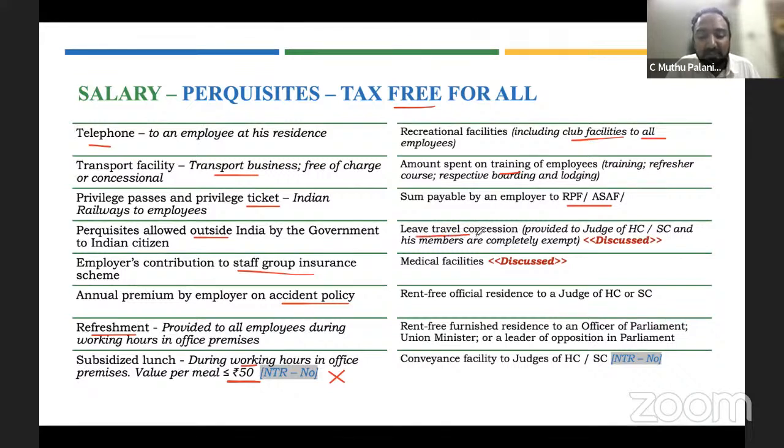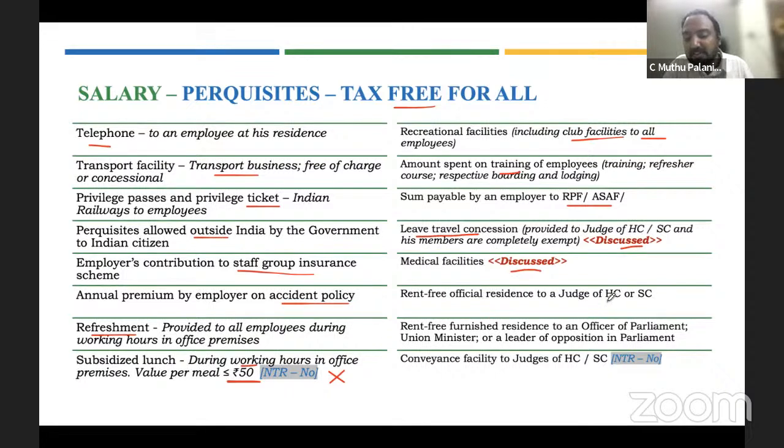Leave travel concession provided to a Judge of High Court and his family members is completely exempt. For others, it is discussed separately. So it is provided to a Judge of High Court or Supreme Court. It is fully exempt. For others, it will be discussed subsequently. Medical facilities also will be separately discussed.